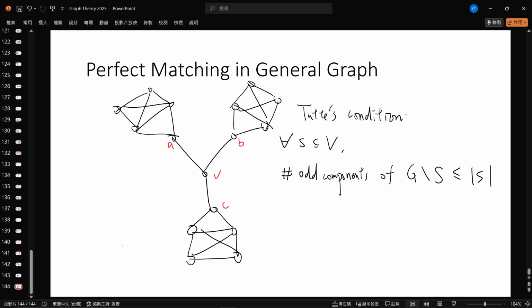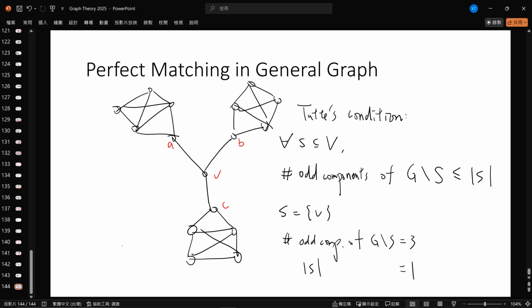So let's check, okay? So if you take the vertex v as the single vertex in the set S, okay? Then the number of odd components is 3, while the size of S is just 1, okay? So let's consider this, okay? So if you have 3 odd components, okay?